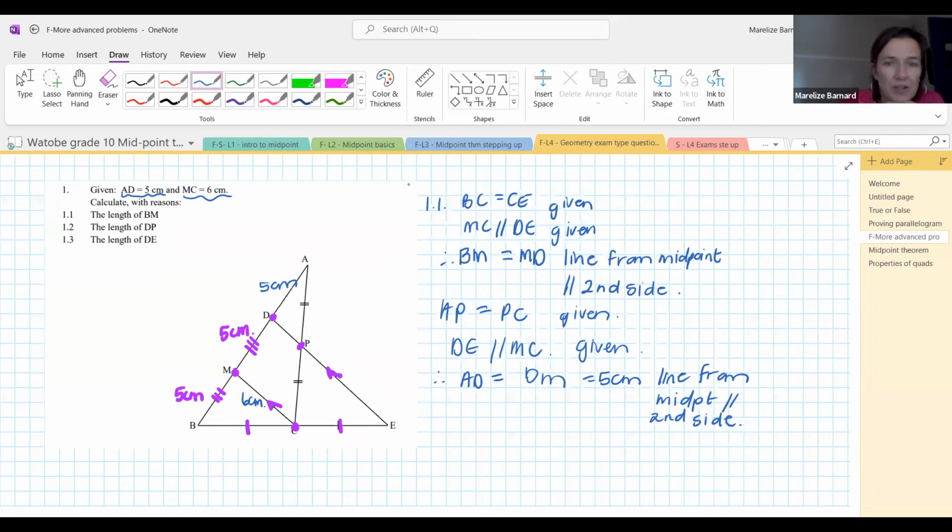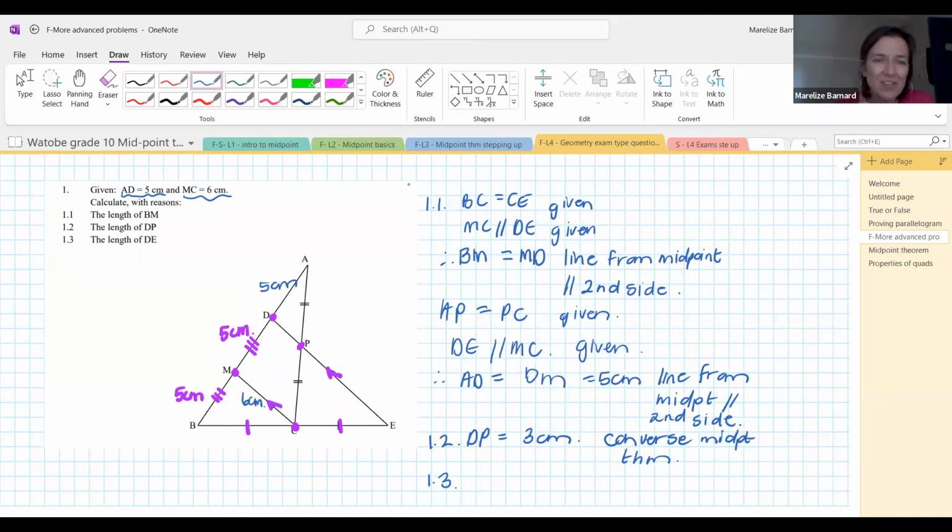Okay, so that's 1.1. Let's go to 1.2. So 1.2 is DP. DP, I think, is fairly easy. That we can just say is 3, because MC is 6, so DP must be 3. And we can also just use line from midpoint parallel second side or converse midpoint theorem. I'm writing both just for those of you who learned the different ones, so that you also get a chance.